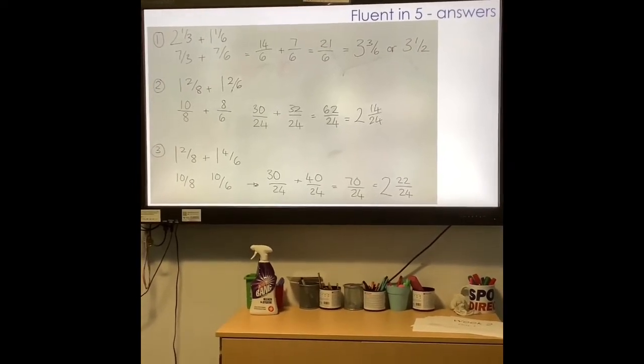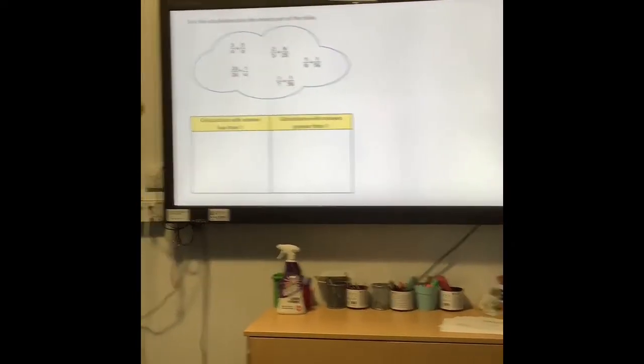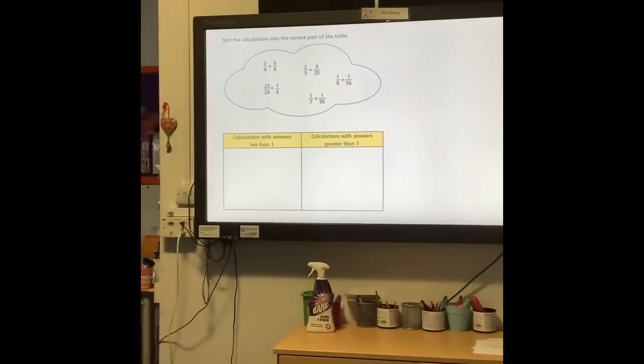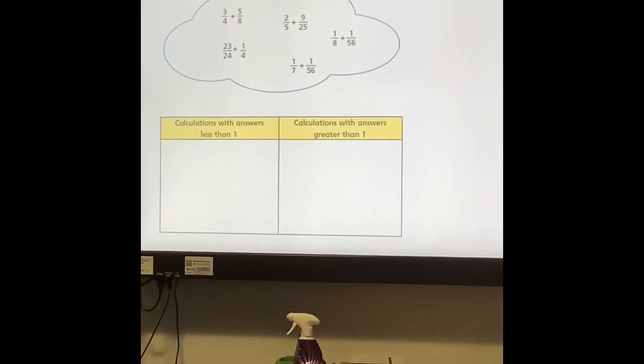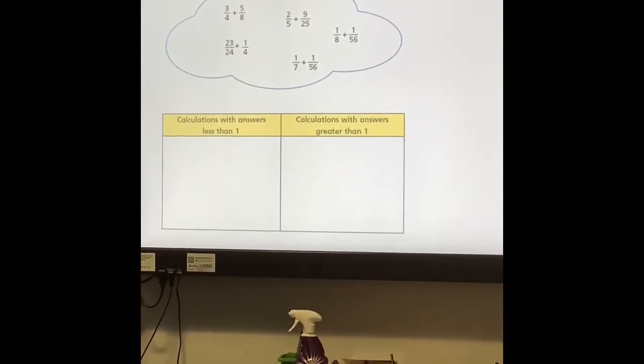So, today's problems. This one might look a little bit familiar to you, but it is slightly different to the task we've done before because we've taken some out and changed them. So just don't rush, take your time and look very carefully.